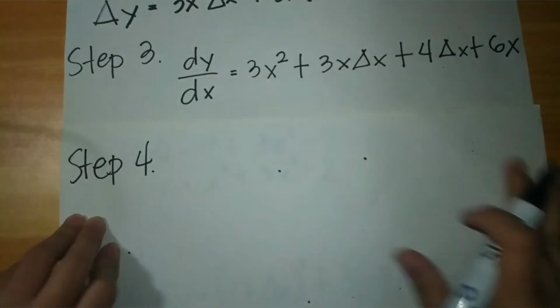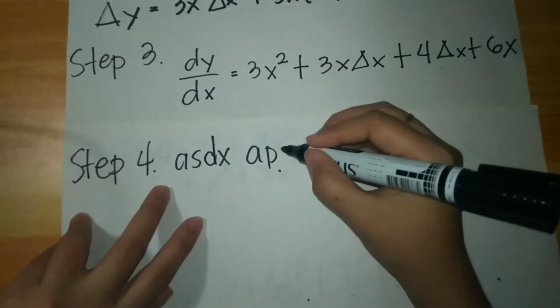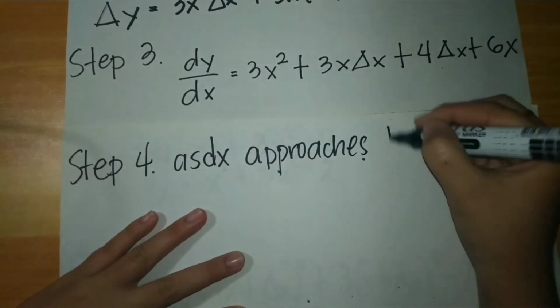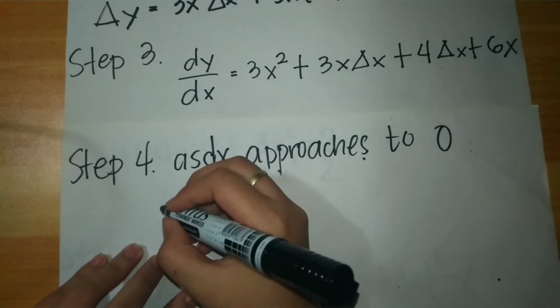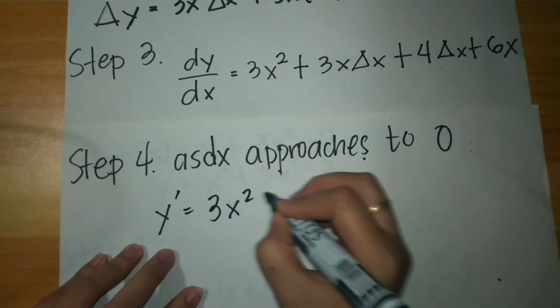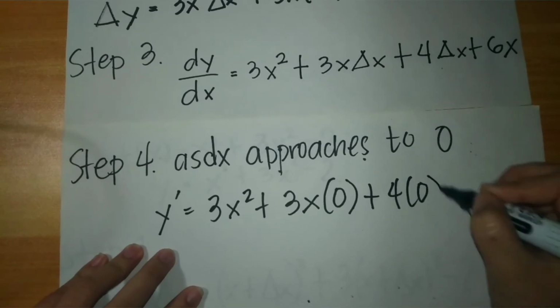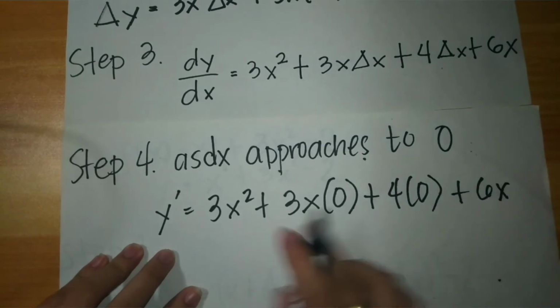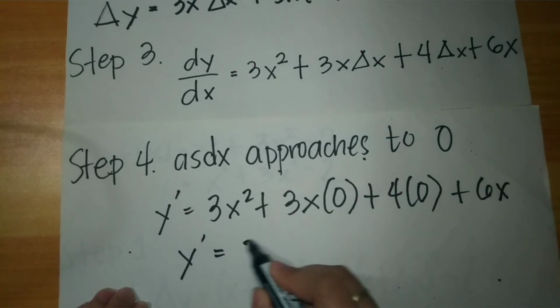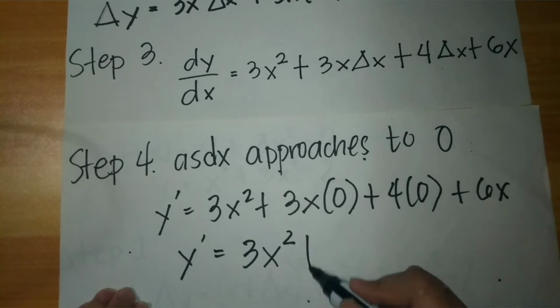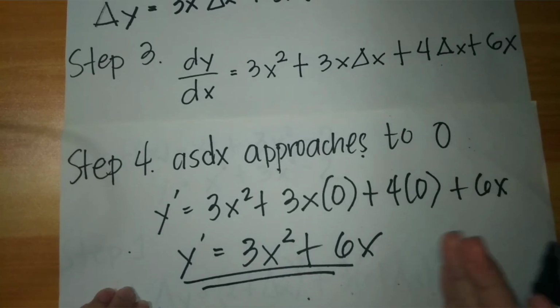Step 4: as delta x approaches 0, the delta x here we replace with 0. So 3x squared plus 3x times 0, plus 0 squared, plus 6x. So the remaining is 3x squared plus 6x. So this is the final answer.